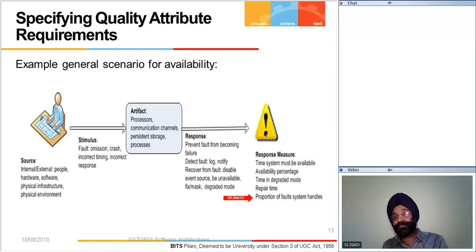I'll just pause it for a while. So yes, this is a general depiction of a scenario.